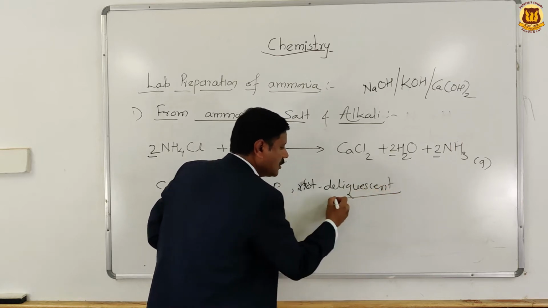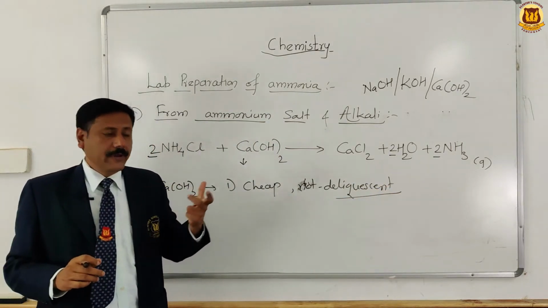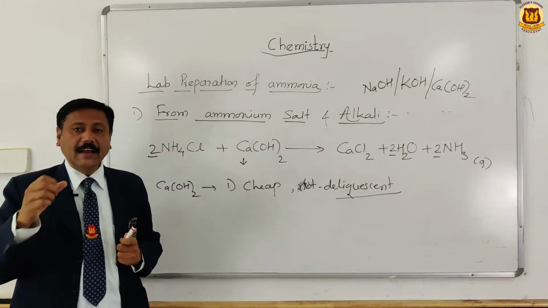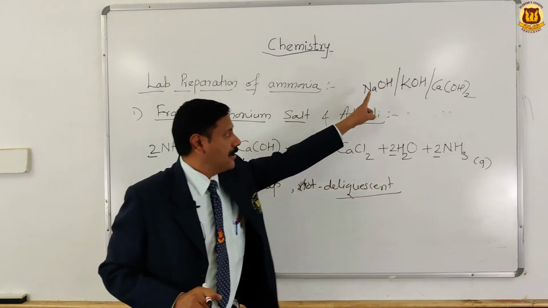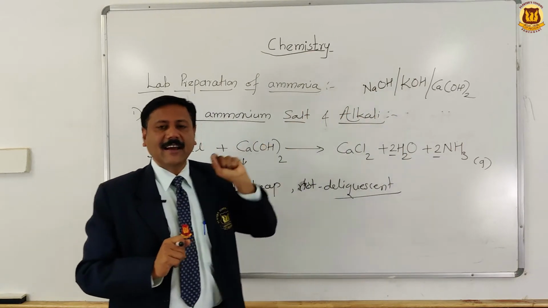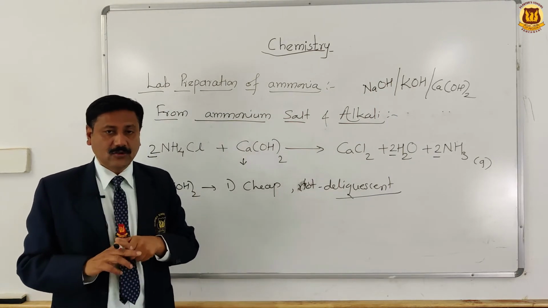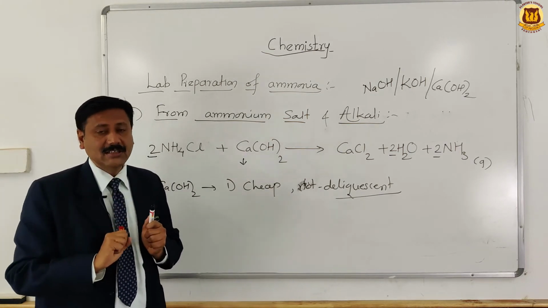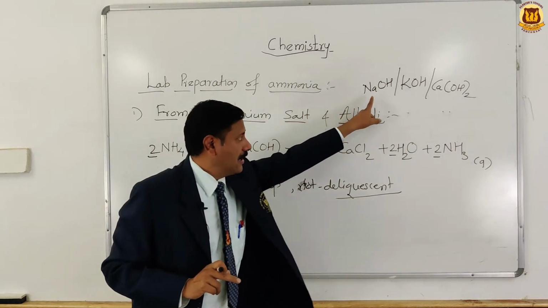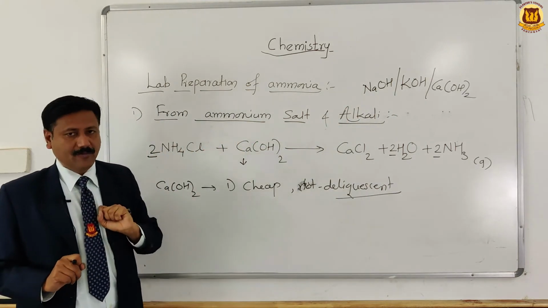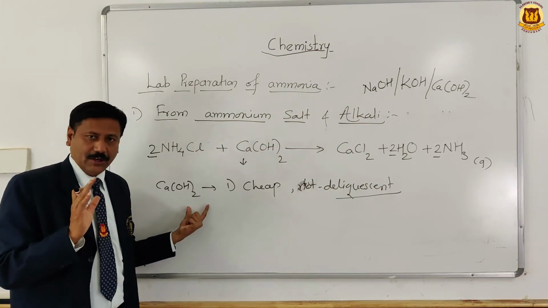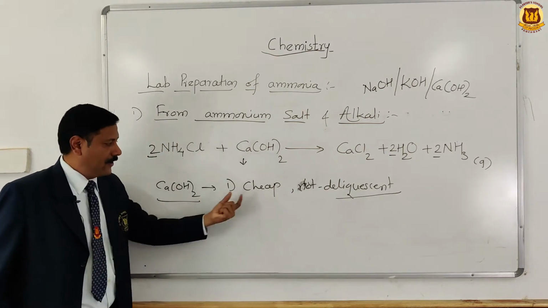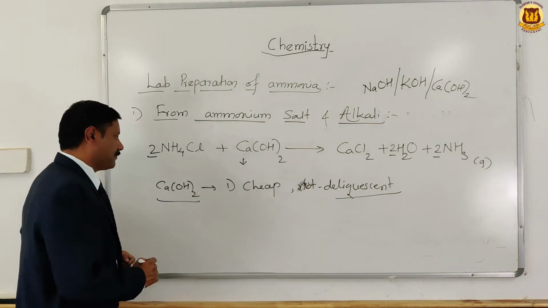What is meant by deliquescent? When we expose a salt to the atmosphere, it absorbs moisture and turns into solution. Sodium hydroxide and potassium hydroxide are highly deliquescent. So if you keep them open in the atmosphere, they absorb moisture and turn into solution. That's why NaOH and KOH are not preferred. So Ca(OH)2, the first reason why this alkali calcium hydroxide is preferred is that it is cheap and non-deliquescent.